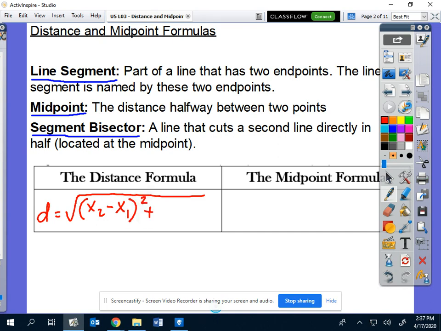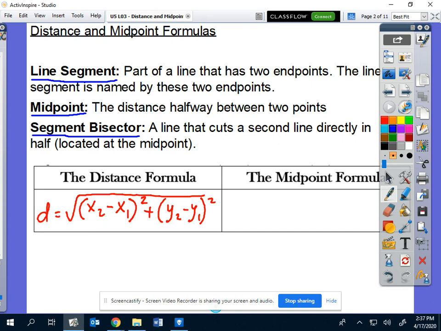And then we add, so that is sort of our a squared. Now our b squared is our second y minus our first y, squared as well. And all of that is within the square root because that's what you had to do with the Pythagorean theorem as well, was take the square root.